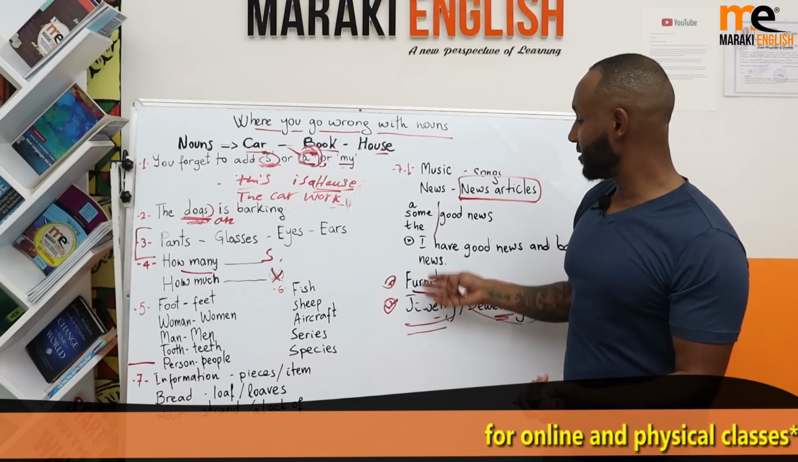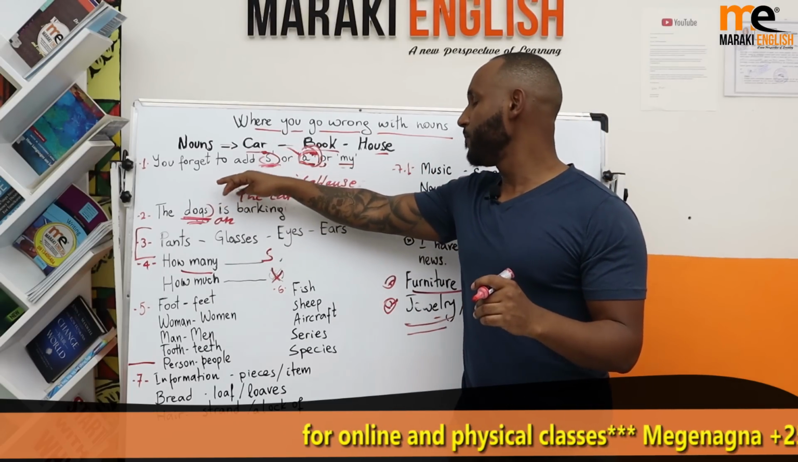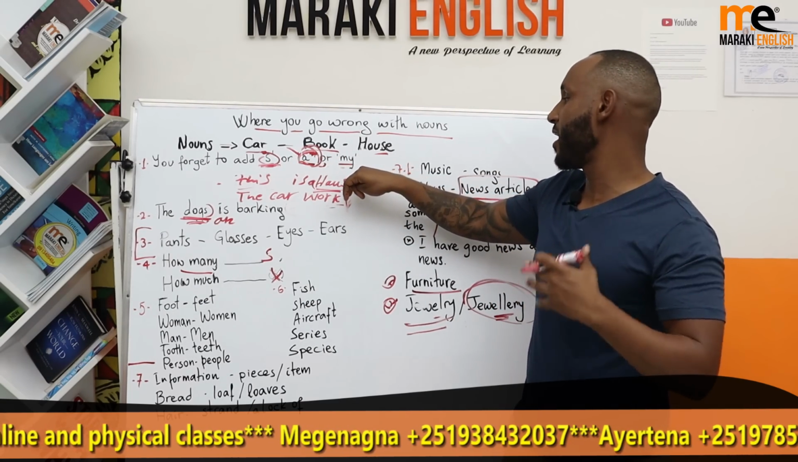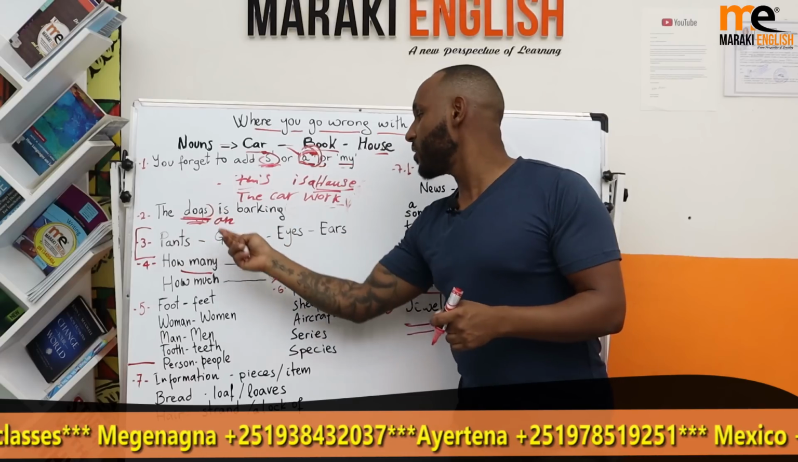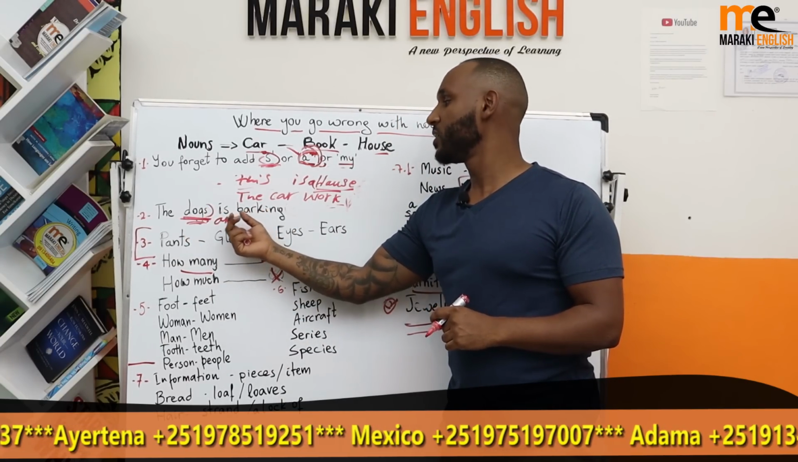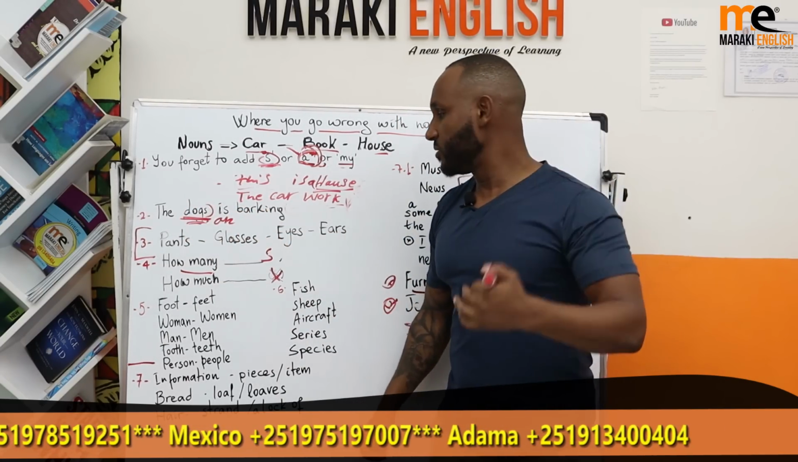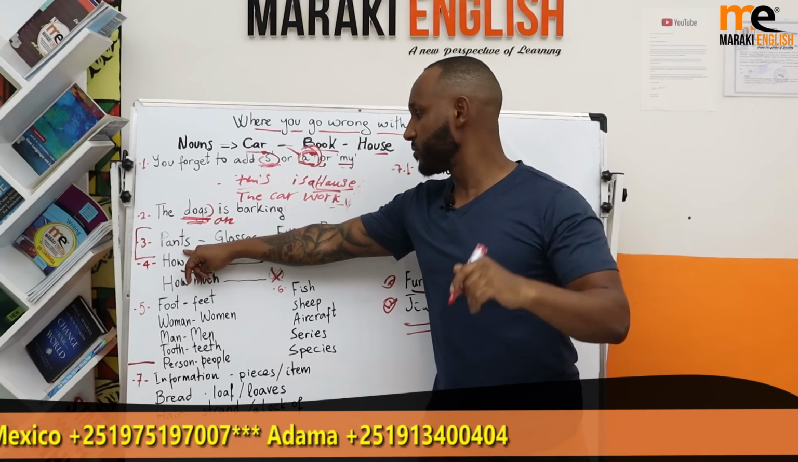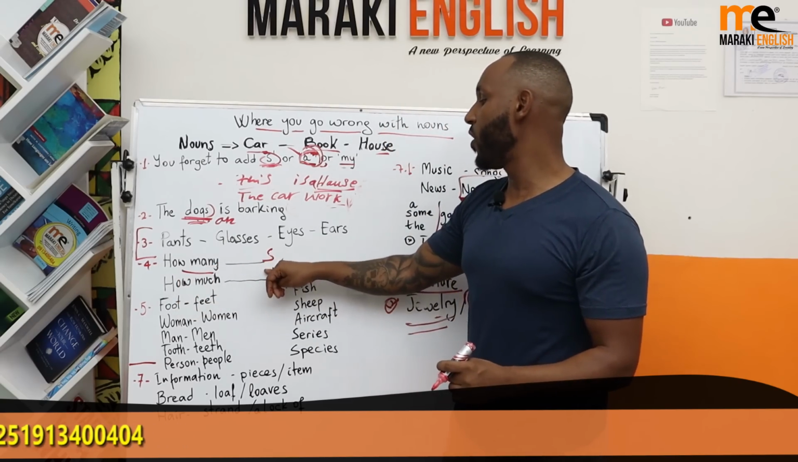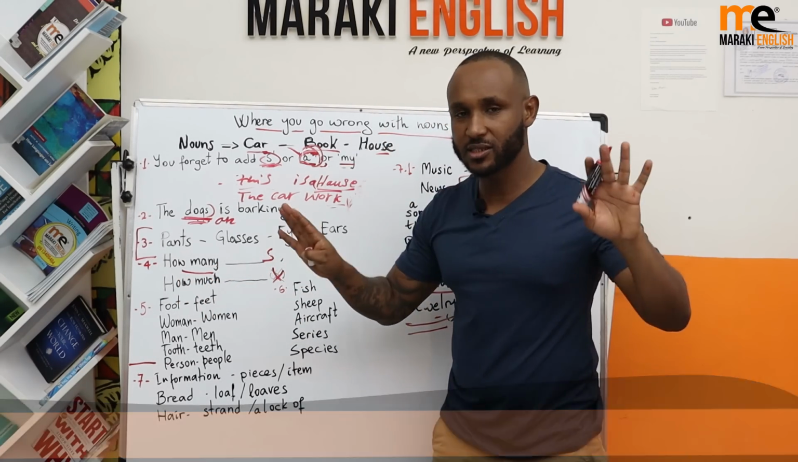So yeah, that's it. These are the 7 points. The first one is not to forget your S or A or possessive pronouns like a, my, and his. The second one is always make sure your plural nouns go with plural verbs and singular with singular. Third one, some nouns are always in plural. Pants, glasses, eyes, or ears. When we say how many, we always add S. How much? Doesn't take anything.